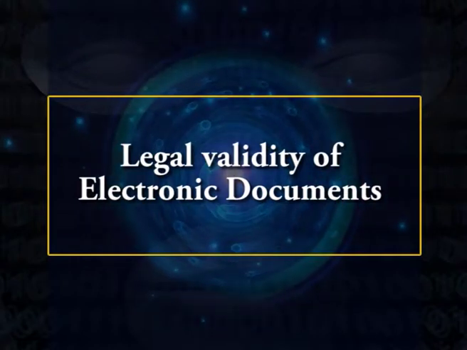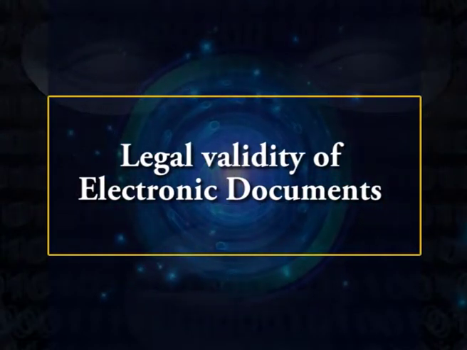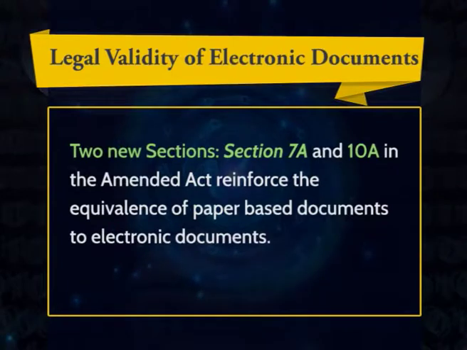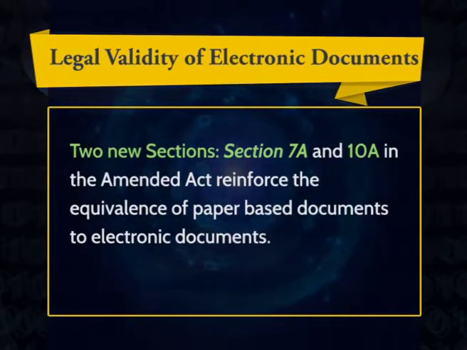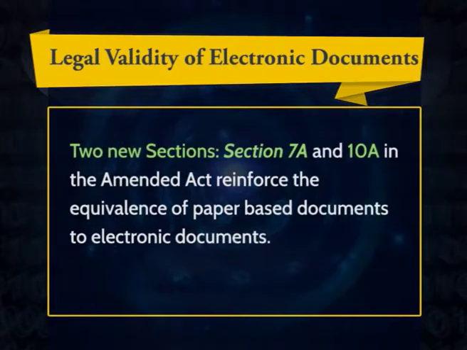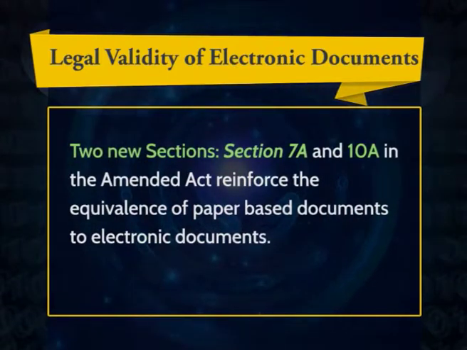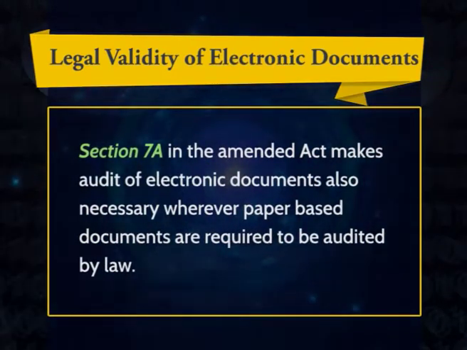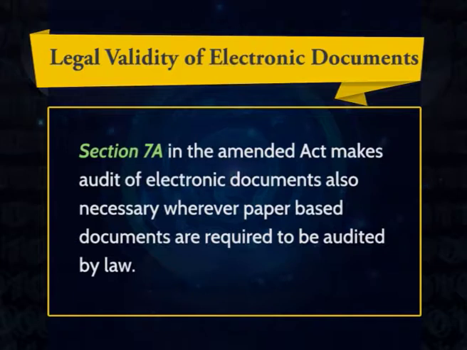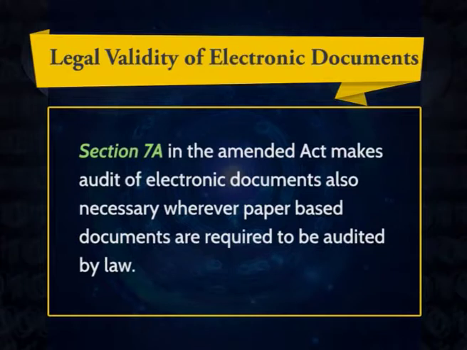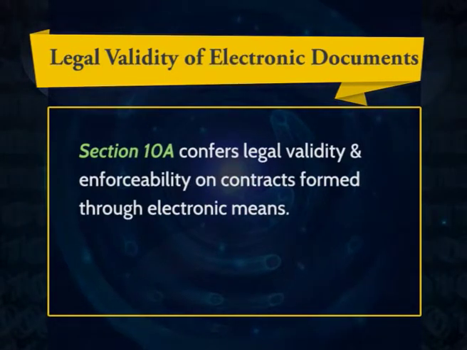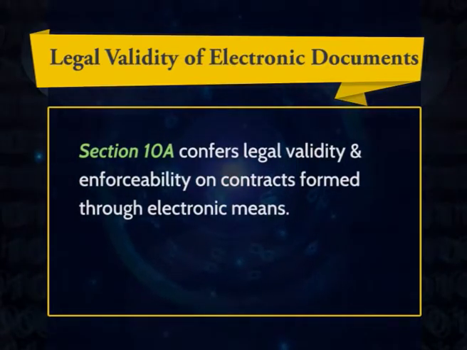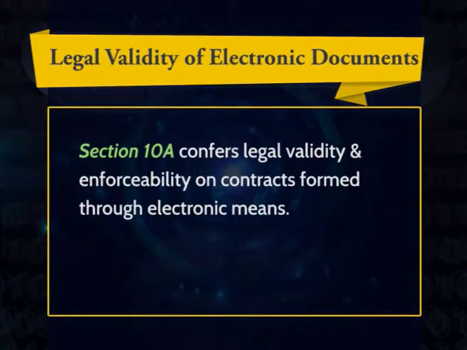legal validity of electronic documents, and re-emphasized the two new sections, Section 7A and 10A in the Amended Act, reinforce the equivalence of the paper-based document to the electronic document. Section 7A in the Amended Act makes audit of electronic documents also necessary wherever paper-based documents are required to be audited by the law. Section 10A confers legal validity and enforceability on contracts formed through electronic means.